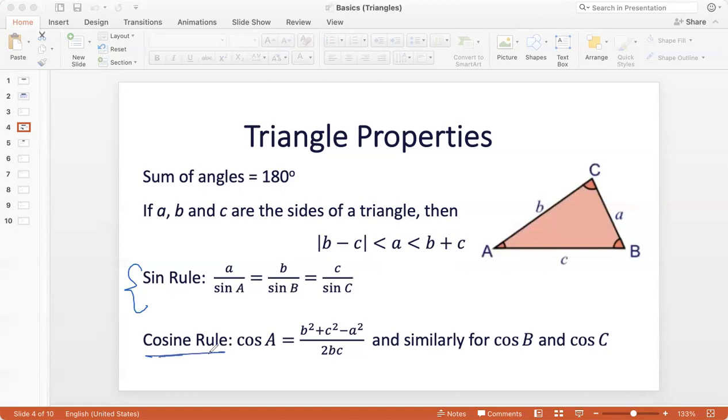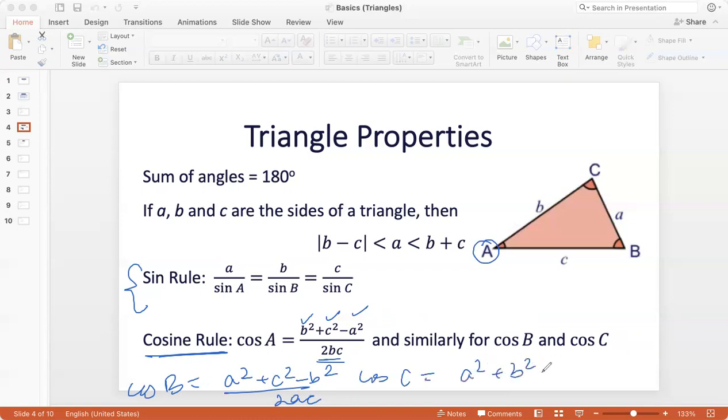Okay, the cosine rule is a handy rule if you are given the sides of a triangle and you need to find any angle. So let's say I'm given a, b, and c, which are the sides of a triangle. Then cos A is b squared plus c squared minus a squared over 2bc. Cos B is a squared plus c squared minus b squared over 2ac. And cos C is a squared plus b squared minus c squared over 2ab.